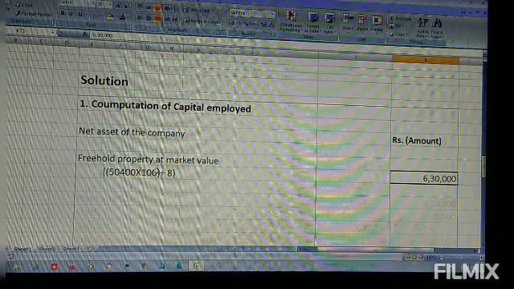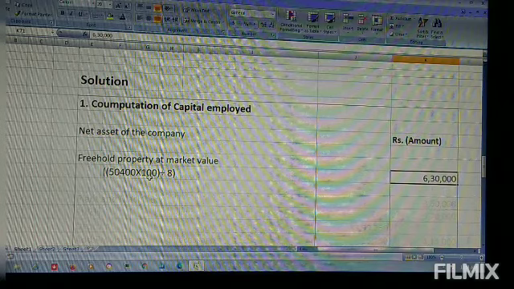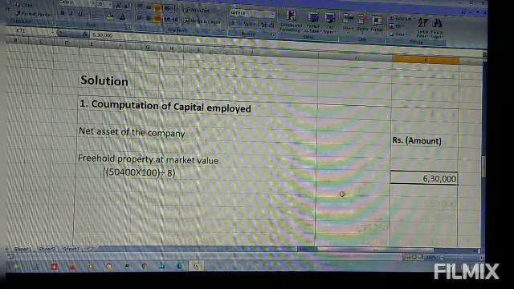30,000, you will get 6,30,000. Freehold property at market value: for 8 rupees, 100 rupees is the market value. Therefore, for 50,400 like that you can find out. You will get 6,30,000. Okay, now we'll see.